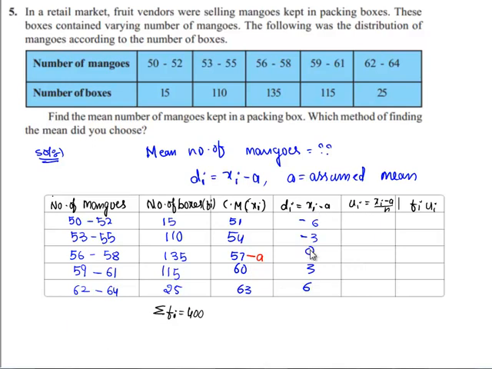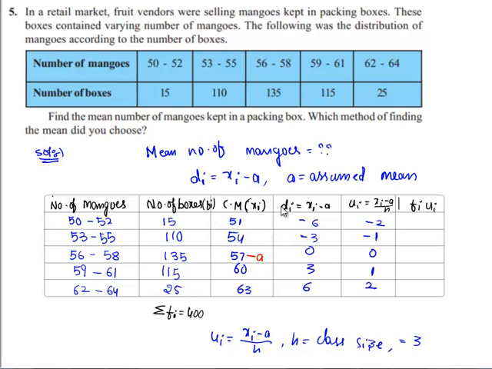Here, if we divide this deviation by 3, we can reduce the numbers. It is easy for calculations. Hence, we shall take ui equal to xi minus a by h, where h is known as the class size, that is 3. Here we get minus 2, minus 1, 0, 1, 2.